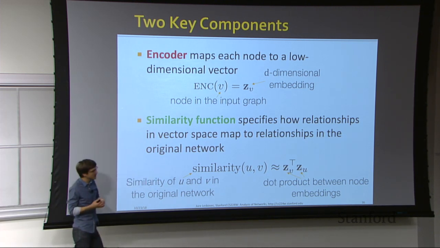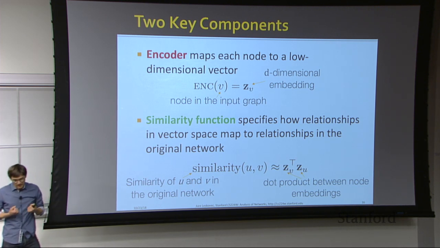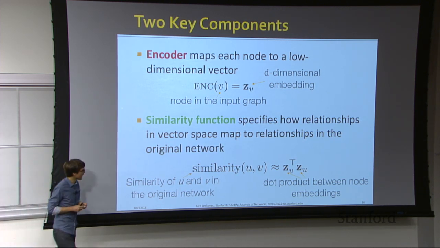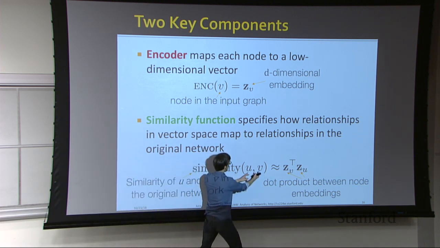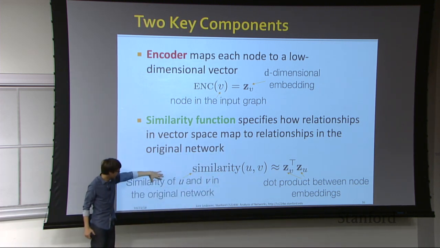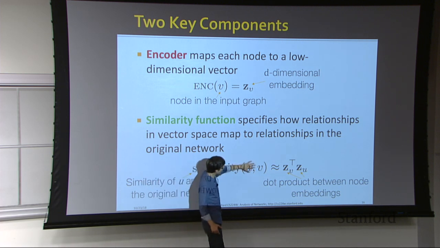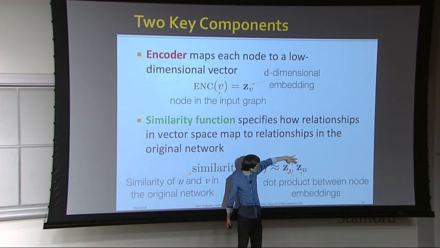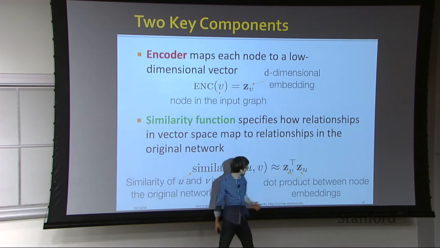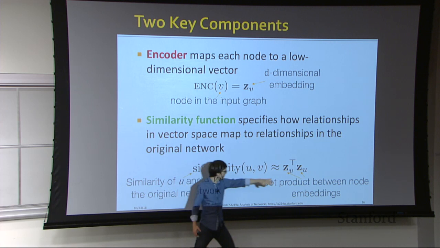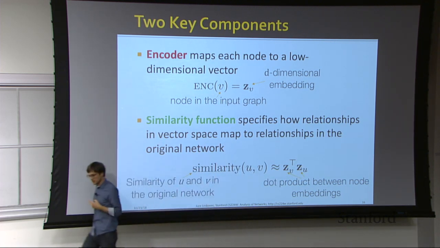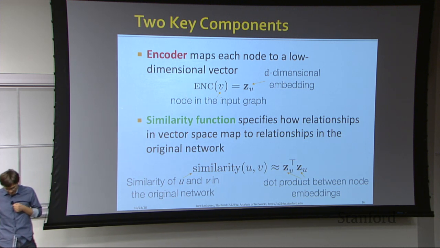And the similarity function will specify the relationship between a pair of nodes in the original network. So in some sense, I want to say how similar are u and v in the original network, and that similarity should be encoded by the similarity of the coordinates of the 2 nodes in the embedding space. So I want similarity to be hopefully equal to the dot product between the positions of the 2 nodes.